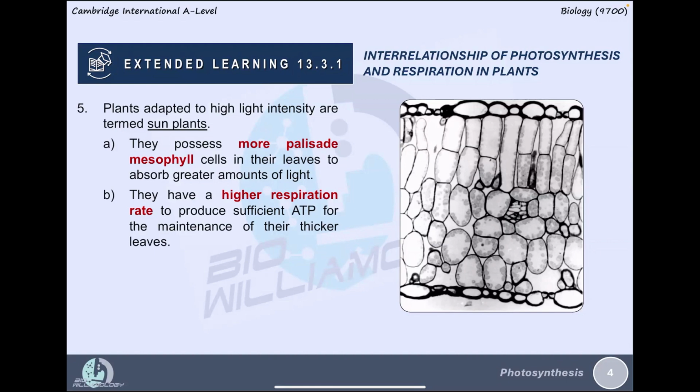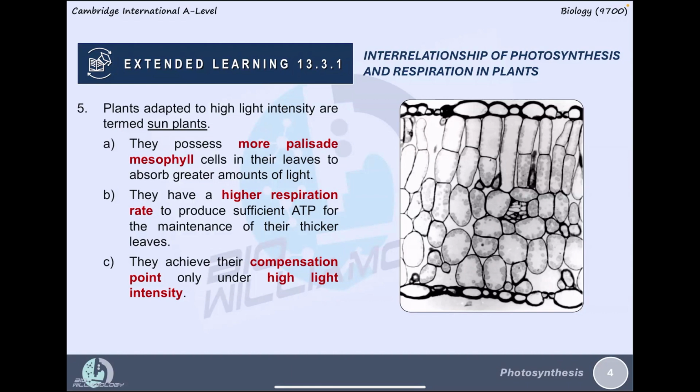And because they need to maintain a thicker leaf, they have a higher respiration rate. Because of this, they achieve their compensation point under high light intensity. Why? Because they're exposed to the light, they can receive more light intensity, so their compensation point generally will be higher compared to another type of plant, which is a shade plant.